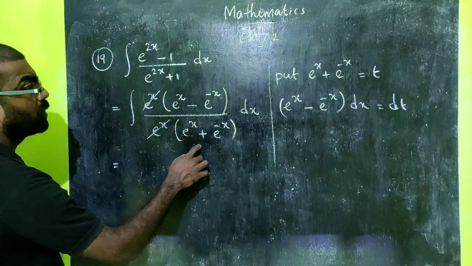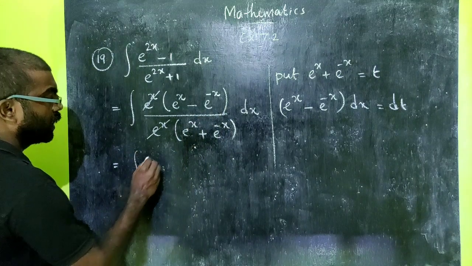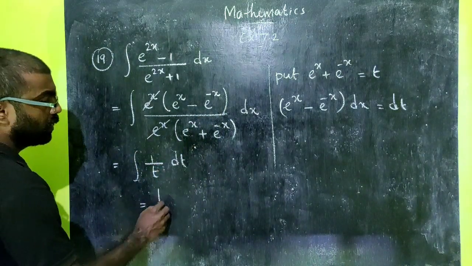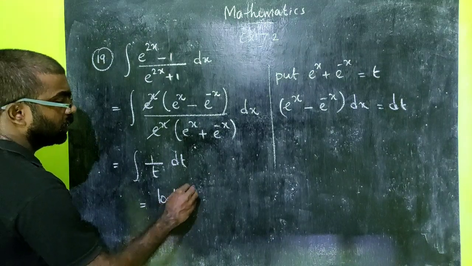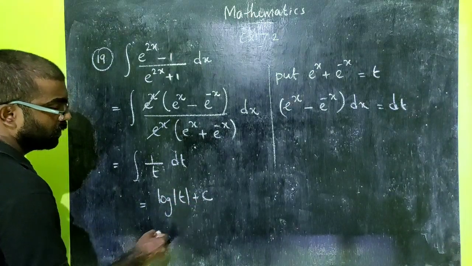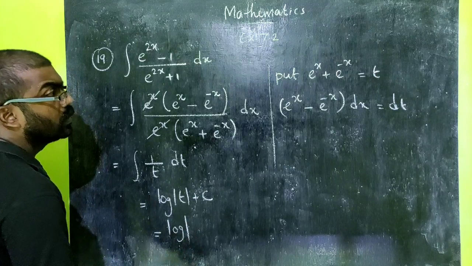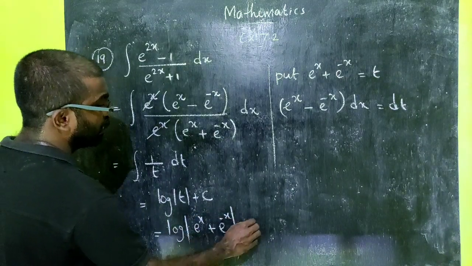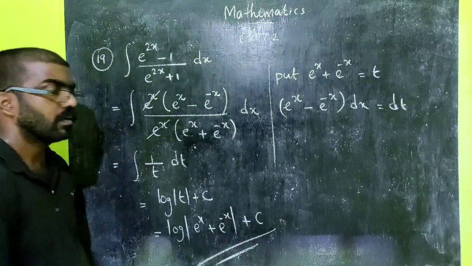Okay. And the denominator is what? t. So integral 1 by t dt, which is equal to log mod t plus c. That is, log mod t, where the value of t is e raised to x plus e raised to minus x, then plus c. Okay.